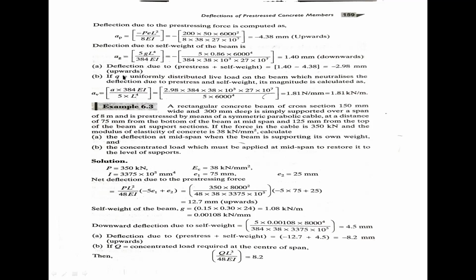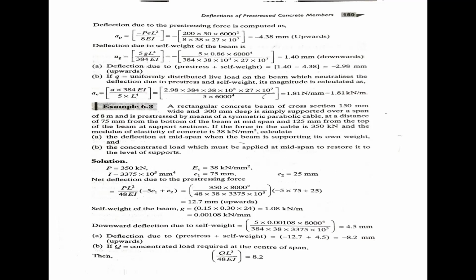Now the deflection due to prestress plus self weight is 1.40 minus 4.38, finally minus 2.98 mm. That is the first condition. You have to write the upward direction with a negative sign, which means upward deflection will be occurring.